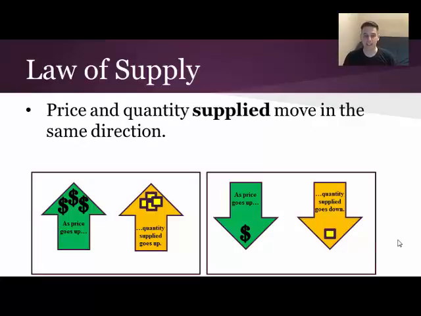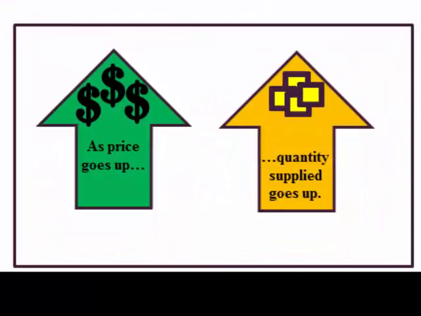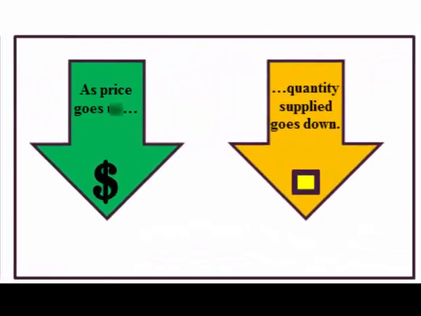So law of supply says that price and quantity supplied, that means how much sellers will actually sell, what they will actually offer, move in the same direction. So as price goes up, the quantity supplied goes up because they want to sell more. I mean, if they're going to make more profit, they're going to sell more items. So usually, as price goes up, the quantity supplied goes up. And the opposite is true as well. As price goes down, quantity supplied also goes down.